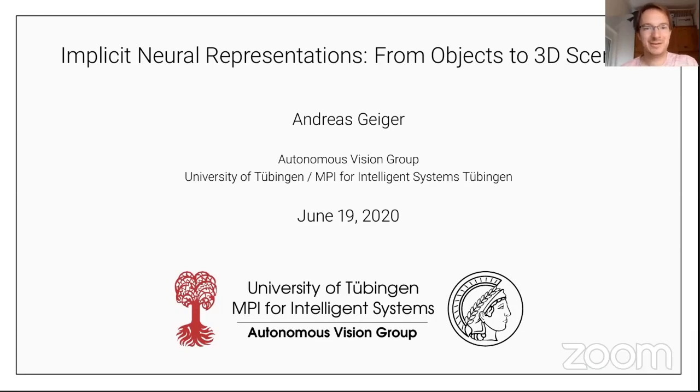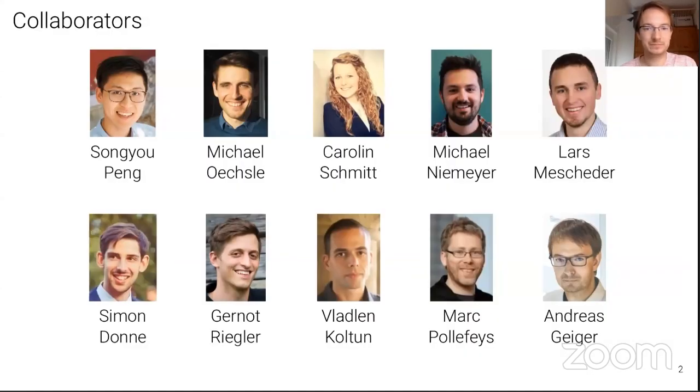Thank you very much for having me here at this workshop, and welcome everyone to my presentation on implicit neural representations, in particular how we can move from object representations to 3D scene representations. And this is joint work with a number of collaborators, both at ETH Zurich and at Intel and University and Max Planck Tübingen.